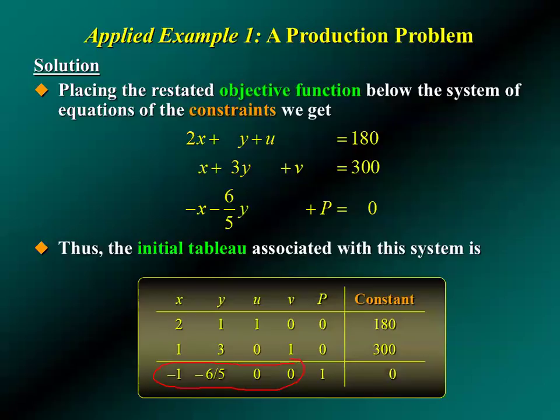2, 1, 1, 0, 180. Ignore this P column. And the other one, 1, 3, 0, 1, 300. Now, the delta J column.